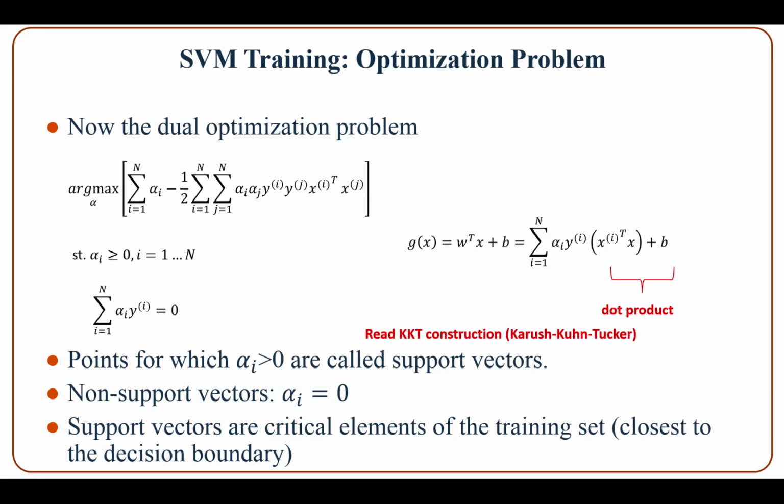The problem can be simplified by transforming the Lagrangian into a function of the Lagrangian multipliers only. This is known as the dual problem. We solve the optimization problem for alpha i. The points for which alpha i are greater than 0 are called support vectors. The vectors are critical elements of the training set. Once a set of alpha i are found, we can obtain the feasible solutions for w and b.